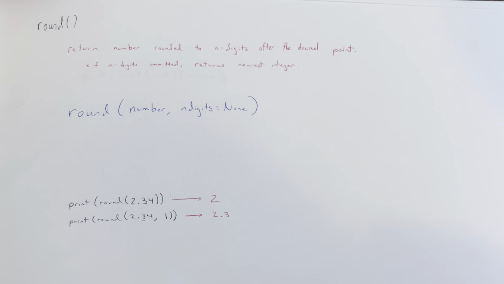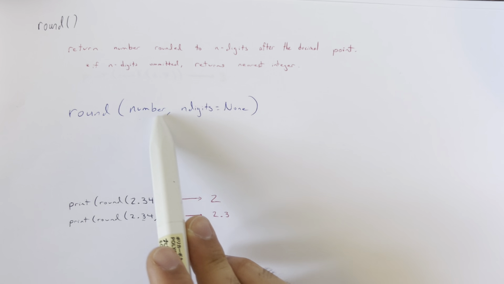In this video, I'm going to talk about the round function in Python. So what is the round function? The round function is a function that allows you to return numbers rounded to n digits after the decimal point. If we don't specify n digits, then we just return the nearest integer. So this is what the round function looks like structurally.